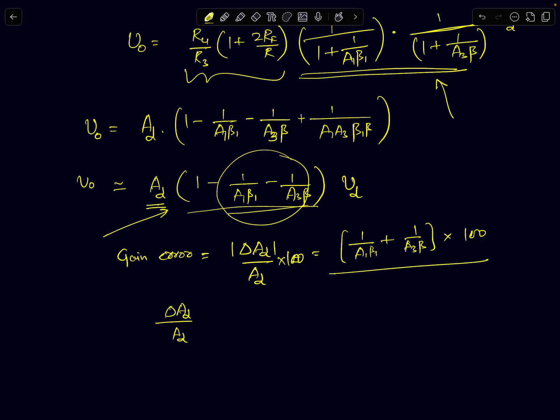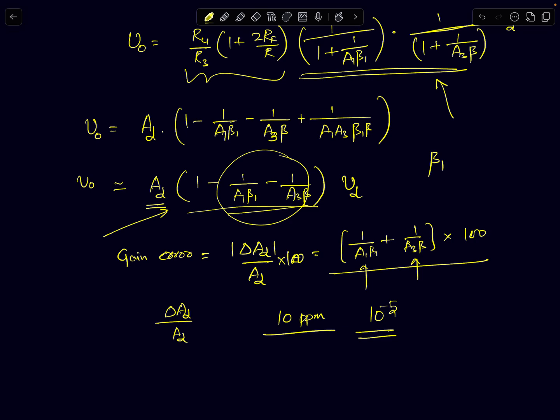So if you need a gain error, let's say, in the order of 10 ppm, usually it's mentioned in orders of 10 parts per million, which is nothing but 10 power minus 5. Okay, 10 into 10 power minus 6, which is 10 power minus 5. That will decide what should be your values of A1 and A3.